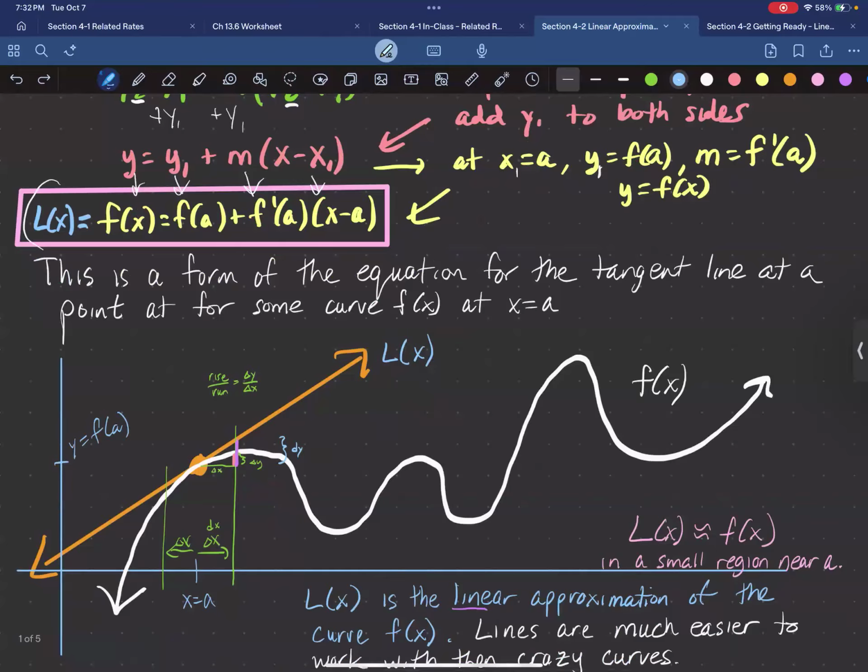And so L of x is going to approximately be f of x, because f of x is the white line, and L of x is our orange line. Near this point x equals a, near here, they're approximately going to have the same value. And that's why we call it a linear approximation. Approximation because it's approximately the same near it, and linear because of the line.